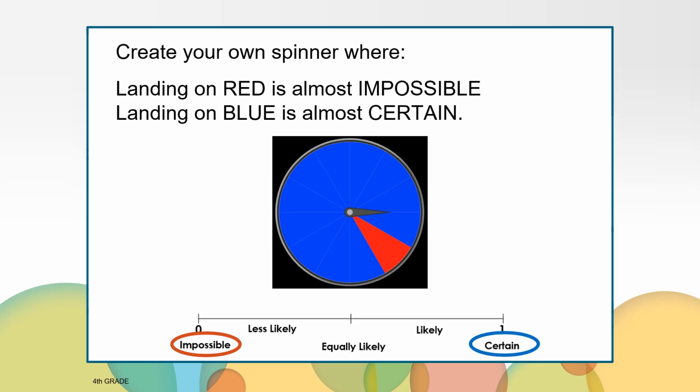Maybe your spinner looks something like this. This spinner has only two outcomes, red or blue. Most of this spinner is blue, and only a small fraction of the spinner is red. The smaller the red section is, the closer to impossible it is to spin a red.